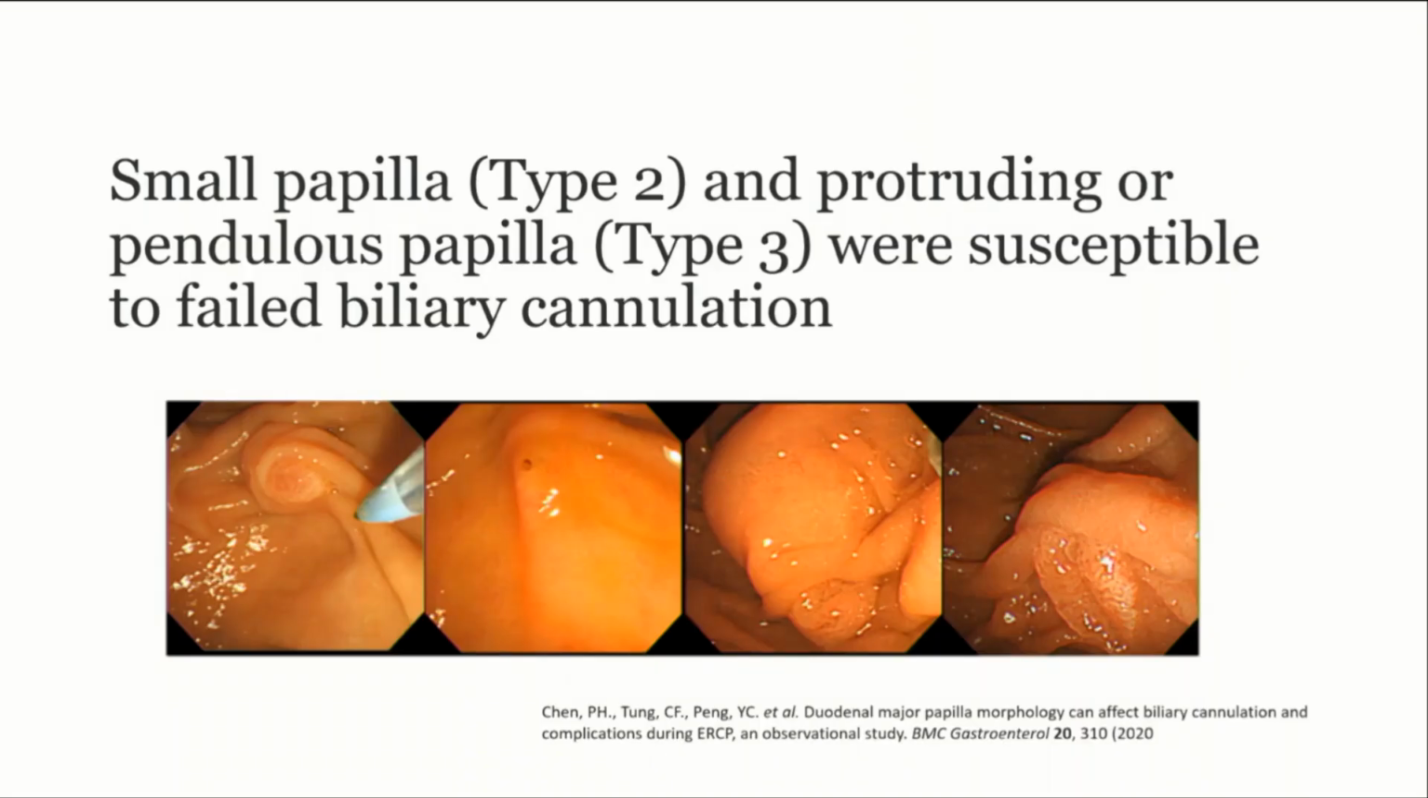So does the appearance of the papilla matter? It seems that it matters, and there are studies that have shown that out of these 4 major types of papilla appearance, you can have different cannulation success. It seems that the most difficult were these 2 papillas, type 2 and type 3. They were much more difficult to cannulate, requiring alternative techniques. So you need to be prepared for that.